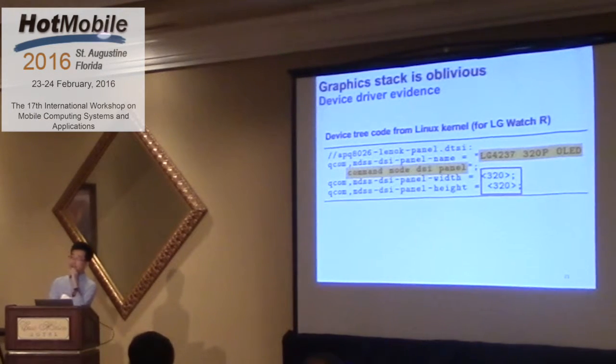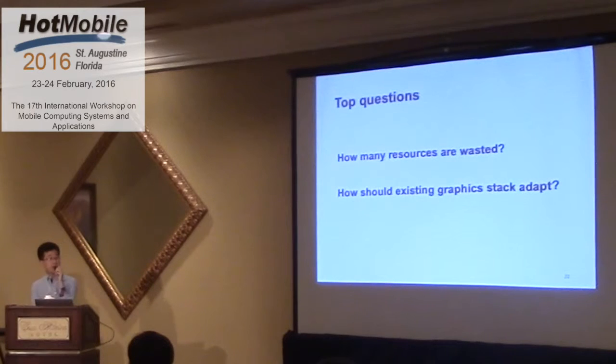So by looking at the evidence from different layers, from the application, from the OpenGL commands, or from the Linux kernel, we believe that the graphics stack is drawing a rectangular area, while the display is circular. So there are two top questions. Number one is, how many resources are wasted? Number two, how should the existing graphics stack adapt? Let's start from the first question.